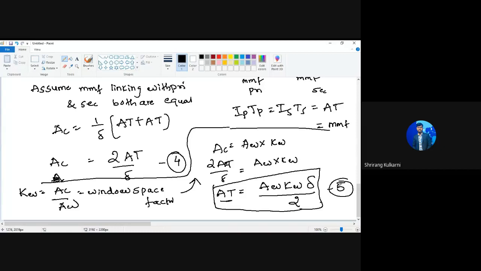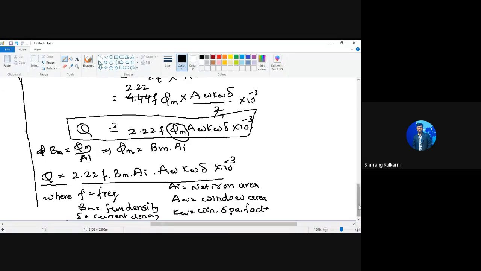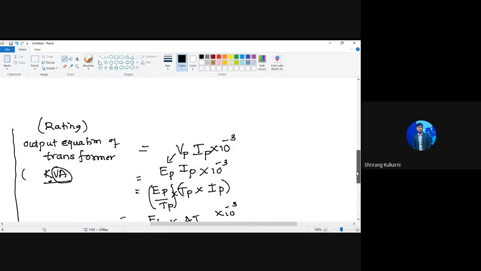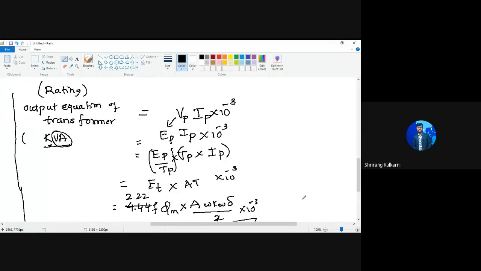At last, what have we done? We calculated the rating. We calculated the rating of transformer, the output equation. So VP IP 10 to the power of minus 3. Why is it minus 3? To get the kVA rating, we have the 10 to the power of minus 3. It is EP into IP. VP is replaced by EP, approximately the same. Like that, we have assumed the equation.